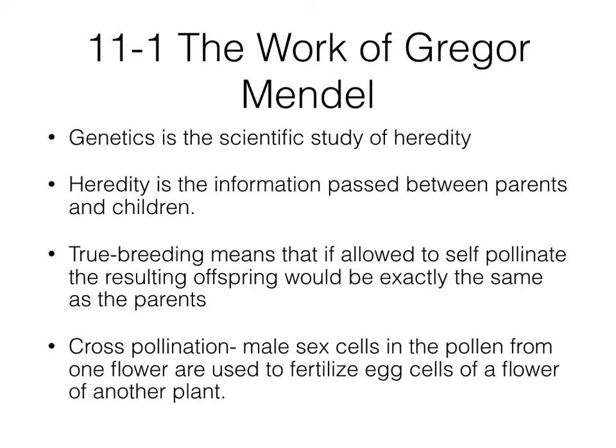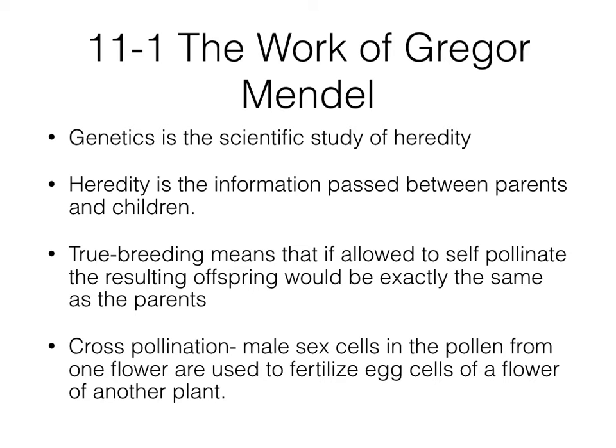True breeding means that if allowed to self-pollinate, the resulting offspring would be exactly the same as the parent. All right, so when we call plants true breeding, that means that when they are self-pollinated, they end up identical. This is going to be an important concept when we deal with the idea of commercial plant growth.